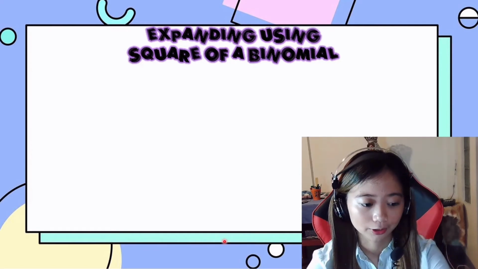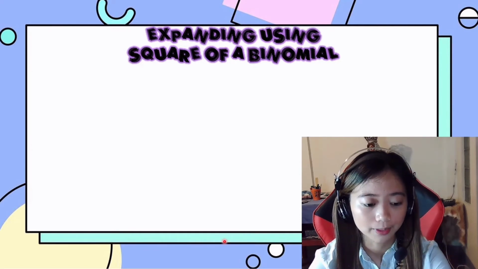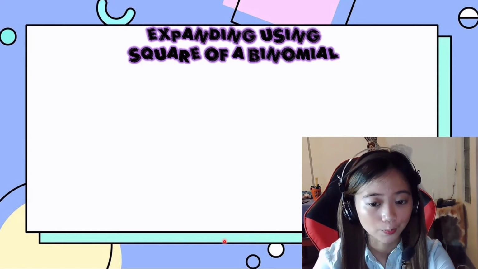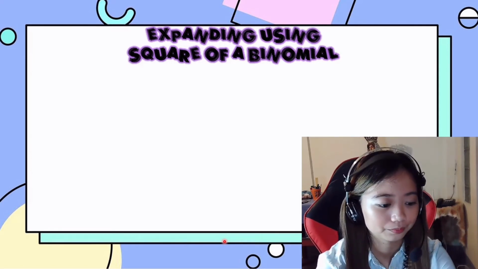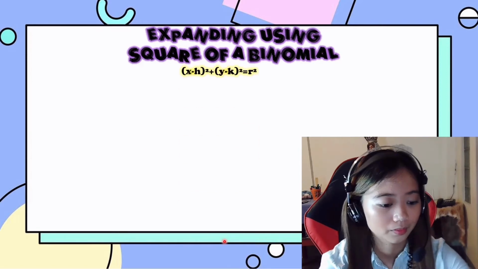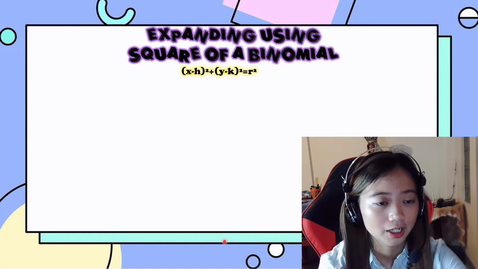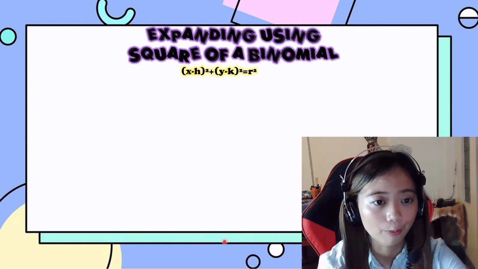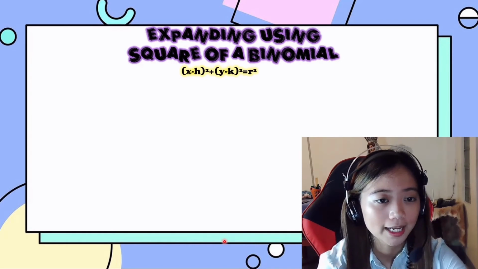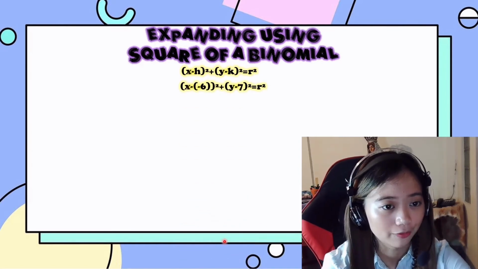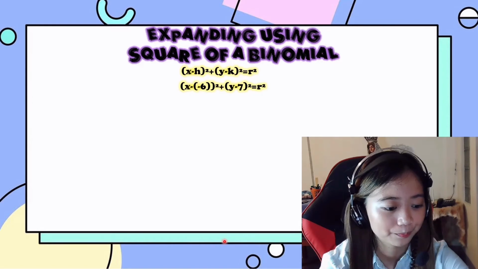Instead of using the FOIL method, we can also use the square of a binomial in expanding the standard equation of a circle, and the solution will look like this. Quantity of x minus h raised to the second power plus quantity of y minus k raised to the second power equals r squared. And then substitute the value of h and k.